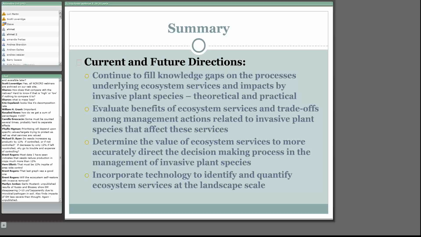I think there's a lot of tools out there that are available. Some of our mapping tools, mapping technology can be broadened to look at ecosystem services in addition to invasive plants. So those are some of the things I see as the current and future directions. Obviously, the list could be expanded.